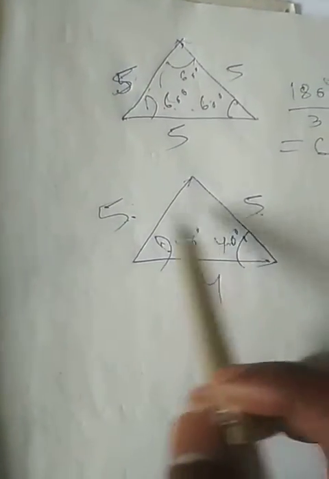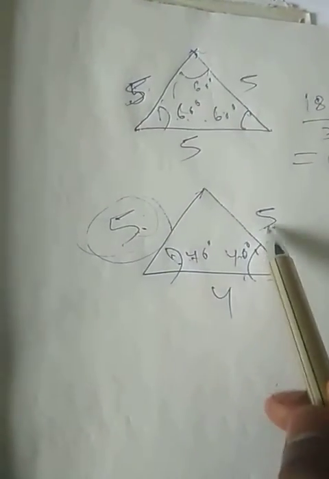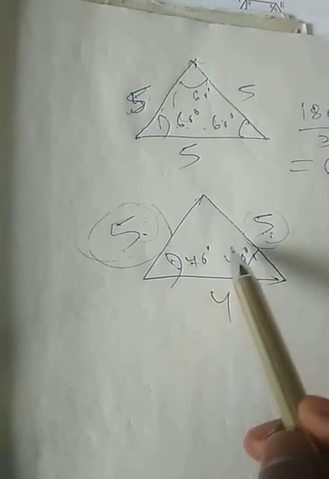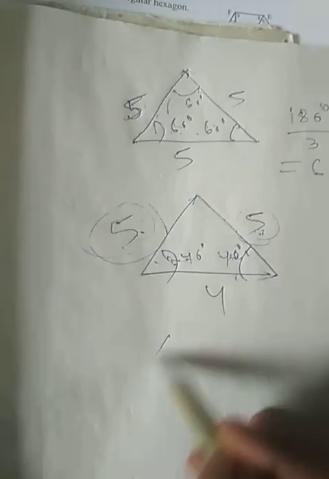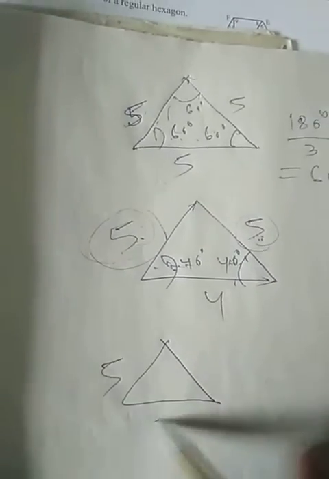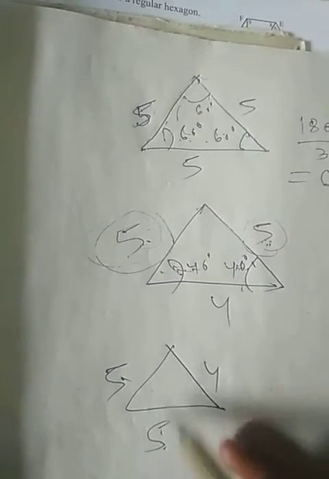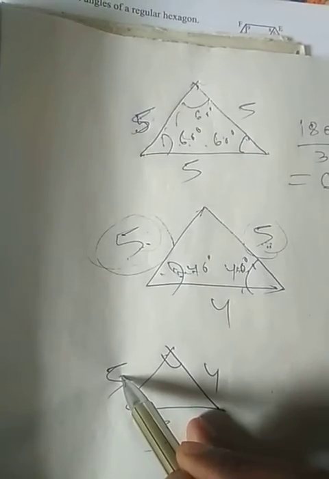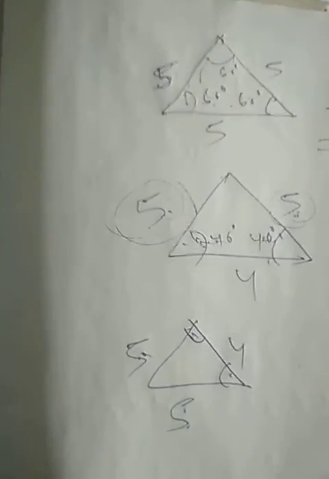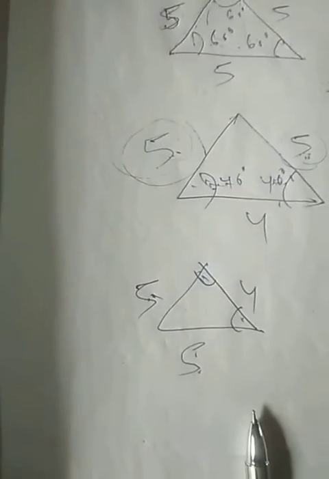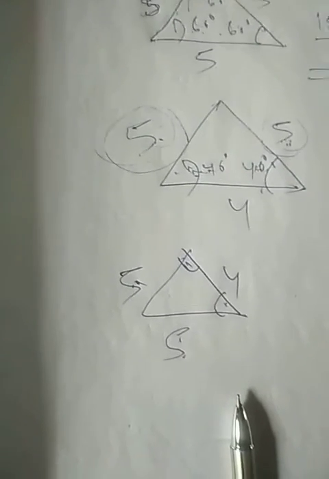This side is equal. What is the opposite angle of that side? That one. What is the opposite angle of that side? That one. That means these two angles are equal. If the triangle is like that, this is 5, this is 5, this is 4. That means these two are equal. What is the opposite angle of that side? That one. What is the opposite angle of that side? That one. That means that is equal. If two angles are equal, that means two sides are equal. If two sides are equal, that means two angles are equal.